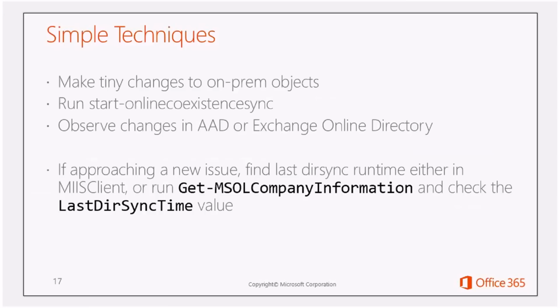If you don't want to go through that, but you happen to have a connection to Azure Active Directory using PowerShell, you can run the Get-MsolCompanyInformation cmdlet and look at the LastDirSyncTime value, which will tell you the last successful DirSync time.